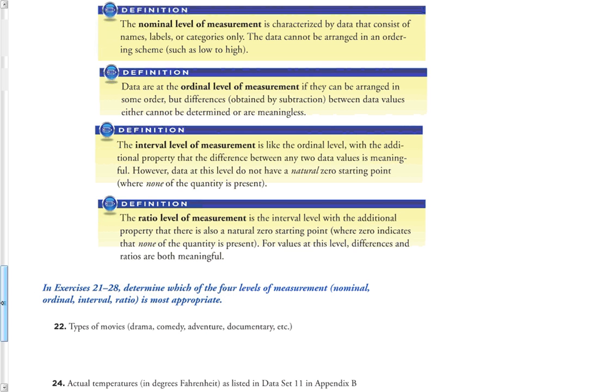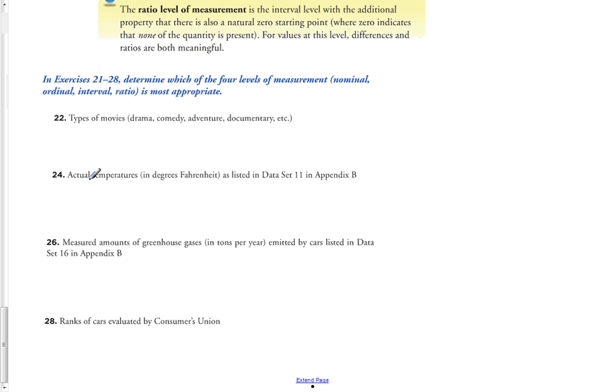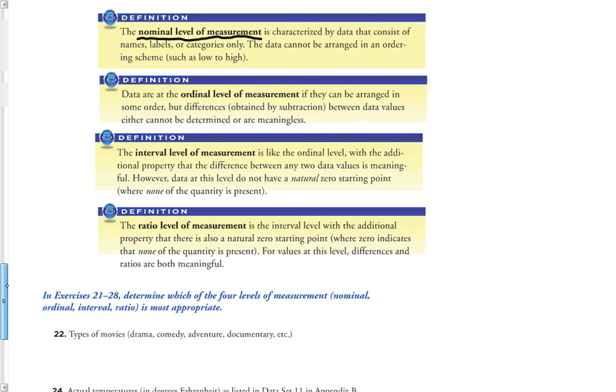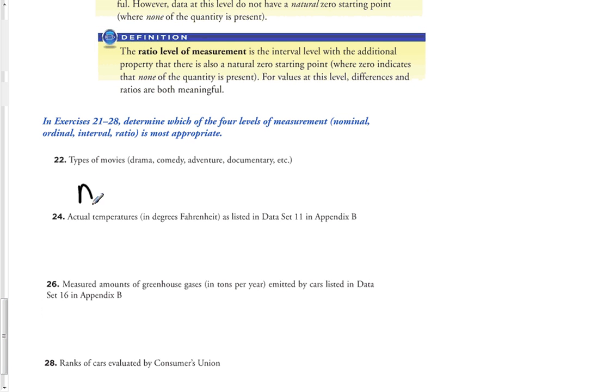Okay, now let's take a look at some examples here. The first example says determine which of the four levels of measurement, nominal, ordinal, interval, or ratio, is most appropriate. 22, types of movies, either drama, comedy, adventure, or documentary. Well, that seems to me to be a nominal level because we're looking here not at numbers, but categories. So for number 22, since we're looking at labels or categories only, we would say that this is the nominal level of measurement. So this is nominal.